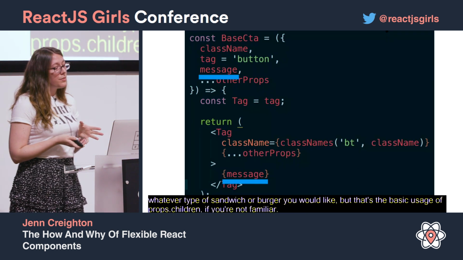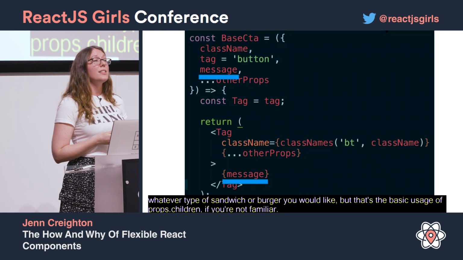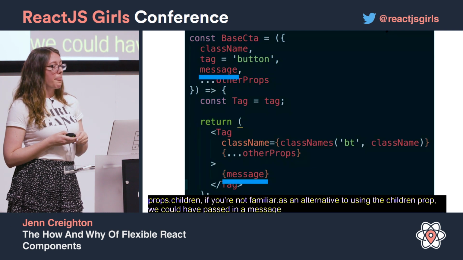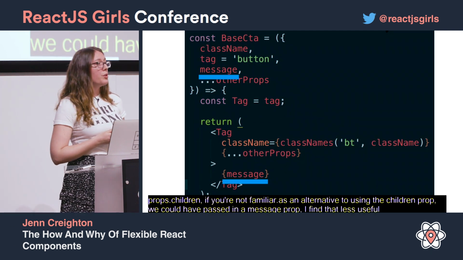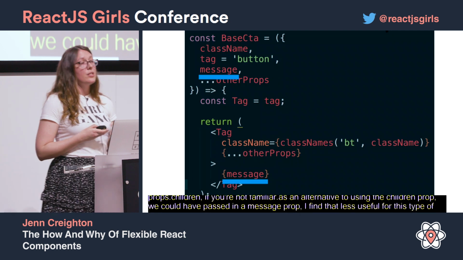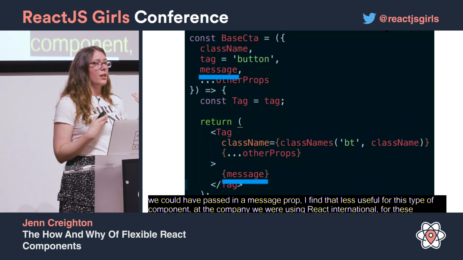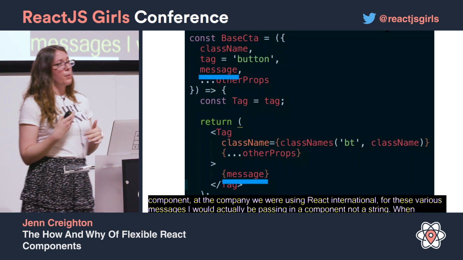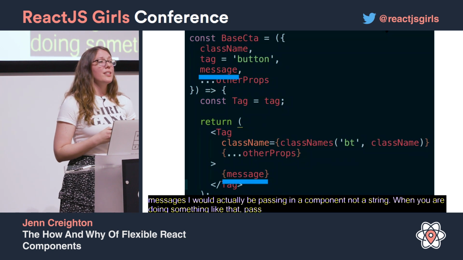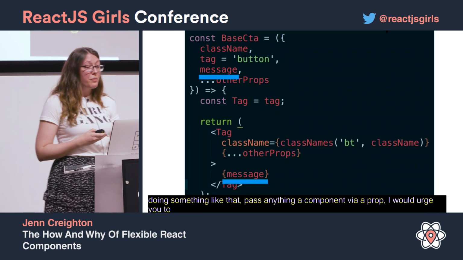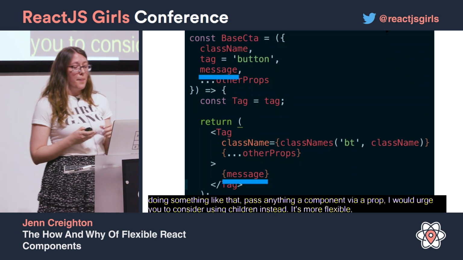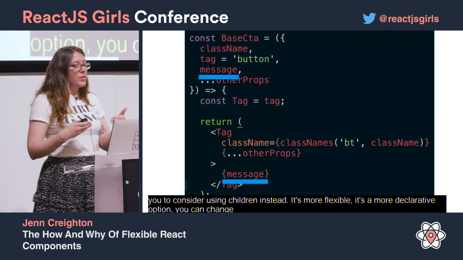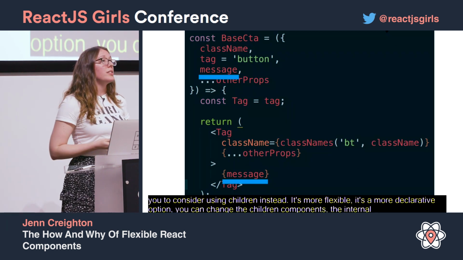And as an alternative to using the children prop, we could have passed in a message prop. But I find that less useful for this type of component. So one thing is, at the company, we were using React International. So for these various messages, I would actually be passing in a component, not a string. And when you're doing something like that, passing in a component via a prop, I'd urge you to consider using children instead. It's more flexible. It's a more declarative option. You can change the children components, the internals of the container, without needing to actually change the container itself.